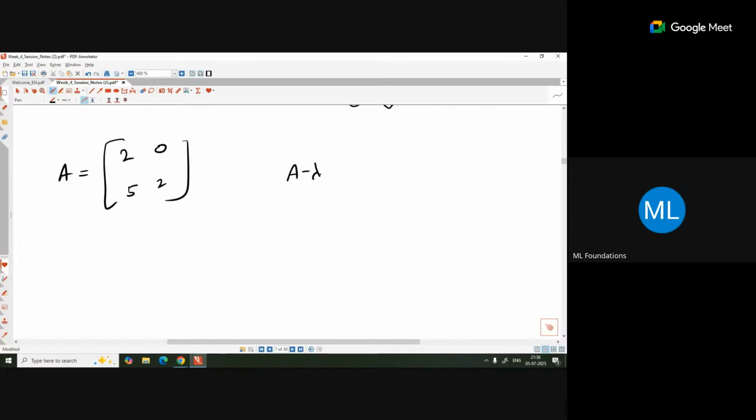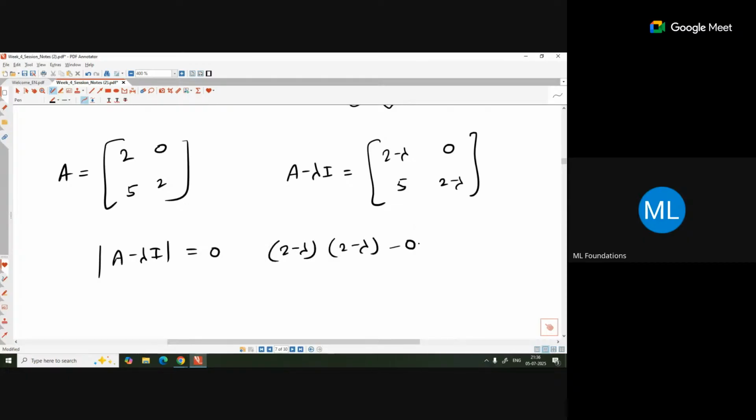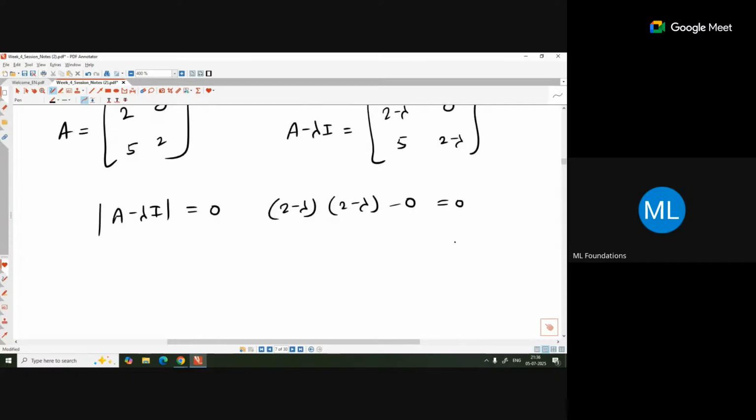First of all, I'll form this matrix A minus lambda I. That matrix will be 2 minus lambda, 0, 5, and 2 minus lambda. Now the determinant of that matrix, I have to equate it to 0. So the determinant is (2 minus lambda)(2 minus lambda) minus 0 equal to 0. That means lambda equals 2 and 2. Correct, right?